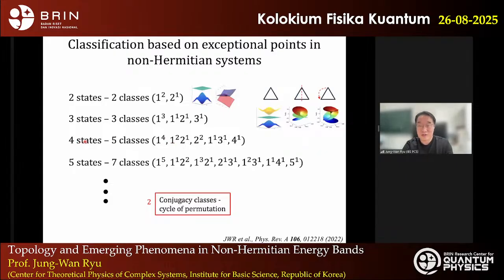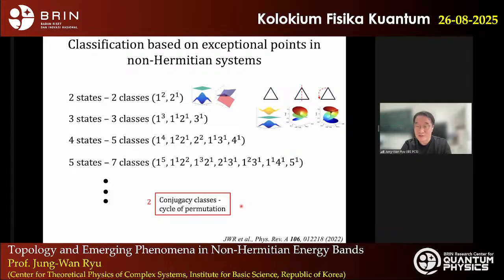If we increase the number of bands, we can obtain more possible classes. But this clearly follows permutation group theory, so we can expect the topological classes of the multiband system. So we consider these conjugate classes. It means the cycle type of the permutation serves as the second topological invariant for our non-Hermitian bands.